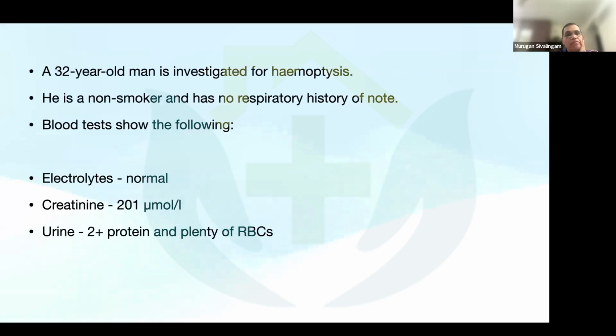Now, the next question is, it's a 32-year-old male who is being investigated for hemoptysis. He is a non-smoker and has no respiratory symptoms of note. His investigations have been done. He's got renal impairment with a serum creatinine of 201 micromoles per liter. He's got 2+ protein and plenty of RBCs.